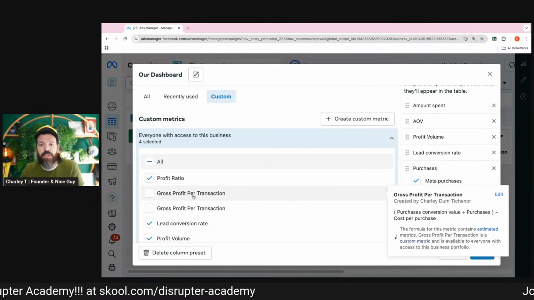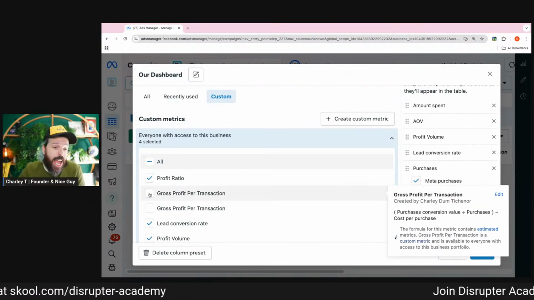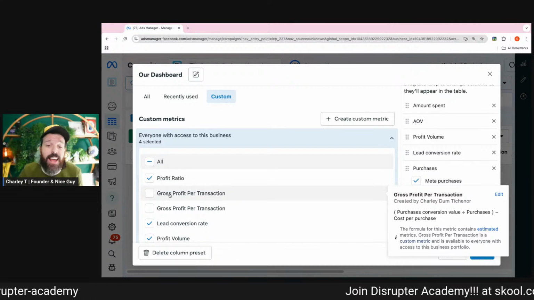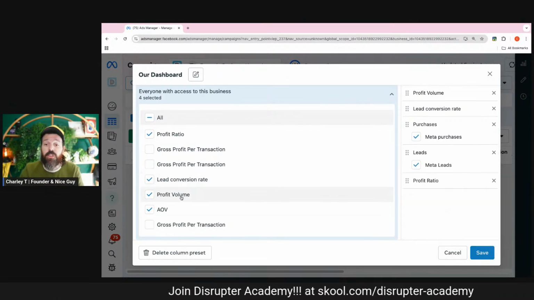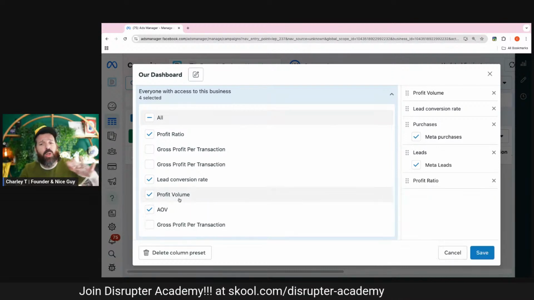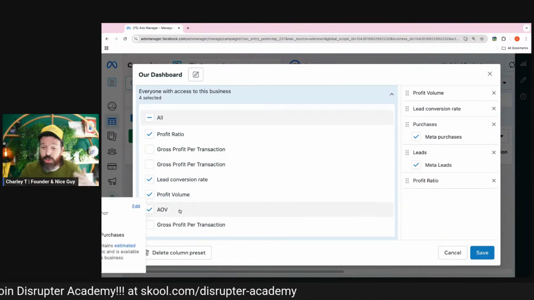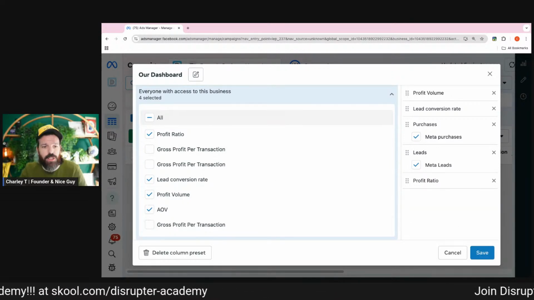There's gross profit per transaction. Those of you that have been looking ahead and cheating and watching this week's 5 Minute Friday would have seen profit ratio. So you know how that goes. We can see the lead conversion volume, profit volume. We're going to get into a lot of these metrics here, people, but only so much for today. So we're going to dive into some more of that stuff.